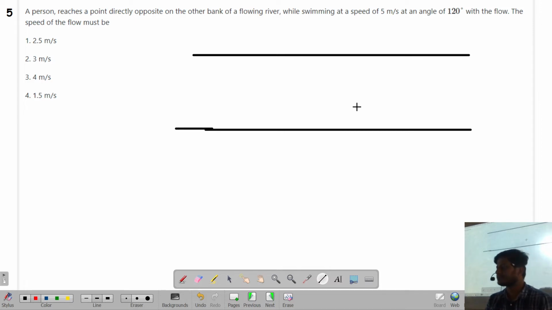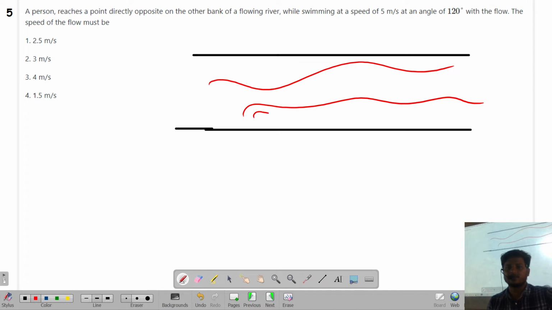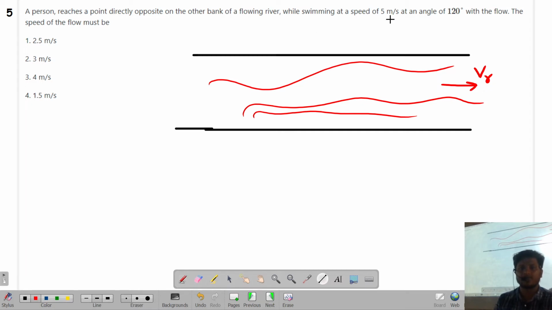What is it saying? The river flow is towards this side. Okay, this is my river which is flowing with a particular velocity. I think it is not given, so I denote the velocity of the river with respect to the ground as v of r. Got it or not? Now look over here. The person wants to go directly opposite. So if the swimmer starts from here, point A, he should reach point B or not.